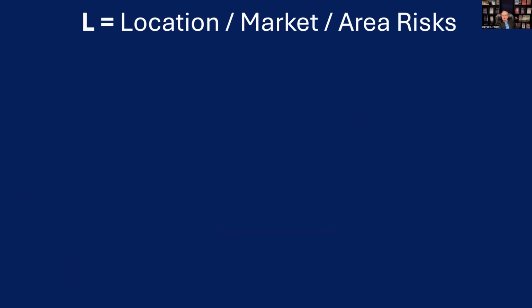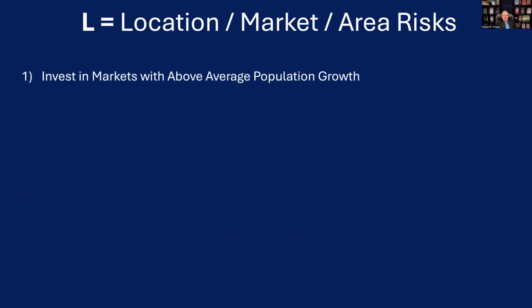Okay, location and market, area risk. Invest in markets with above average population growth. Right now, this is the Sun Belt. It's the Gulf Coast. It's Arizona. It's Texas, obviously. It's Florida. It's Georgia. It's the Carolinas. Tennessee has great population growth. So you want to invest in markets with above average population growth.